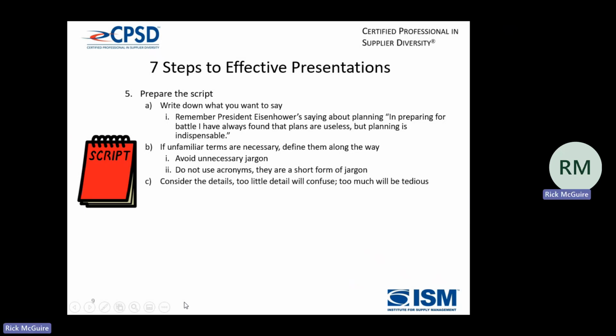Consider the details. Too little detail will confuse, too much will be tedious. Get to the point quickly, otherwise you lose your audience. Do not emphasize differences between you and your audience. Instead, emphasize similarities where appropriate.